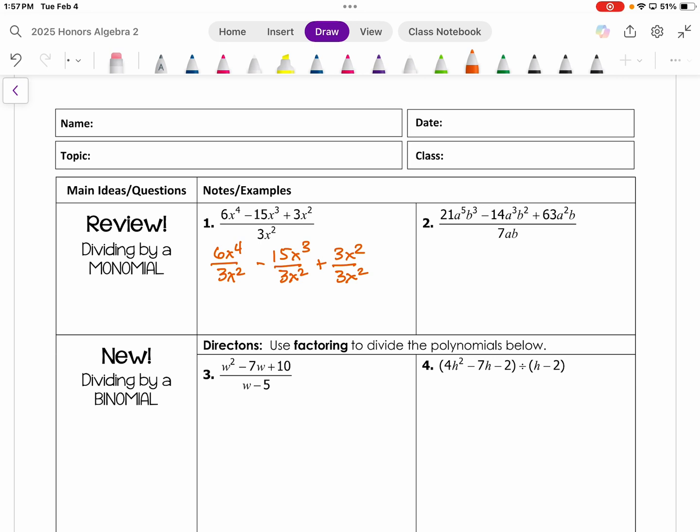So on the next one, on number 3 down below, we can't split that up as w squared over w and w squared over 5. We're not allowed to do that.